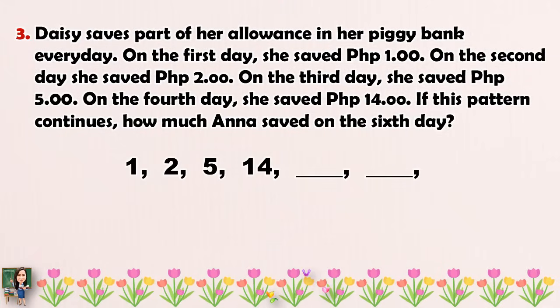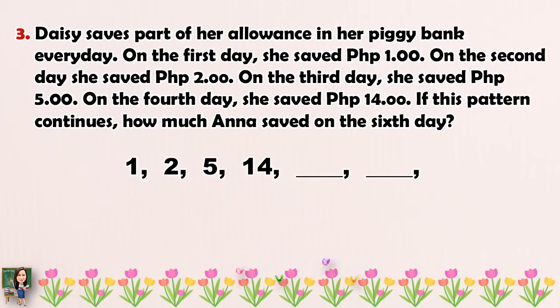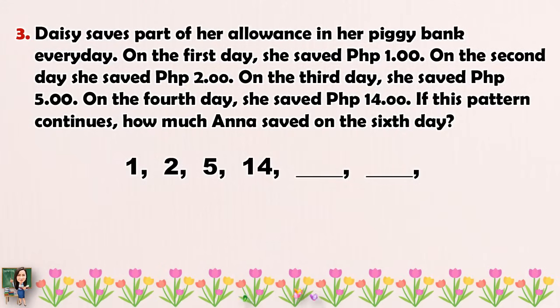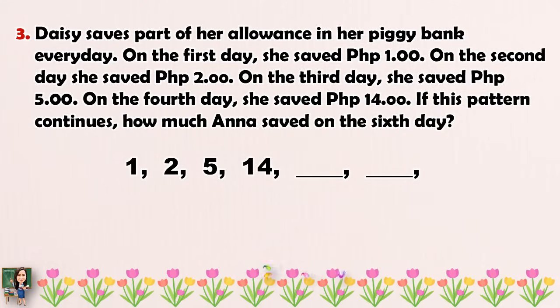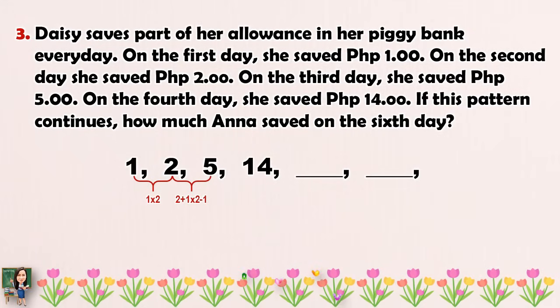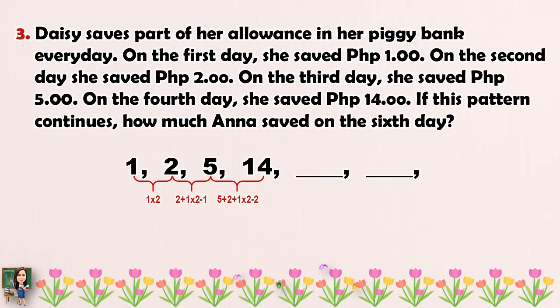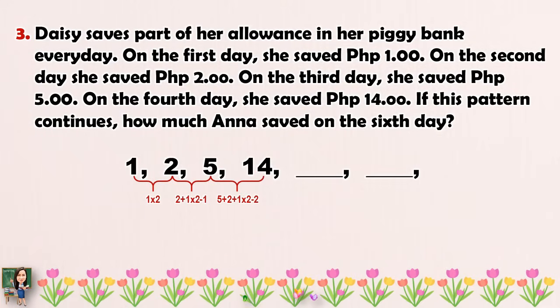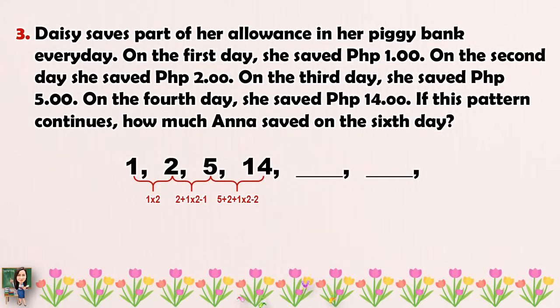So the pattern is 1, 2, 5, 14, and there are 2 missing terms. So we have to find the 2 missing terms. To find it, multiply 1 times 2 equals 2. Next, add 2 plus 1 equals 3, times 2 equals 6, minus 1 equals 5. Next, 5 plus 2 plus 1 equals 8, times 2 equals 16, minus 2 equals 14.